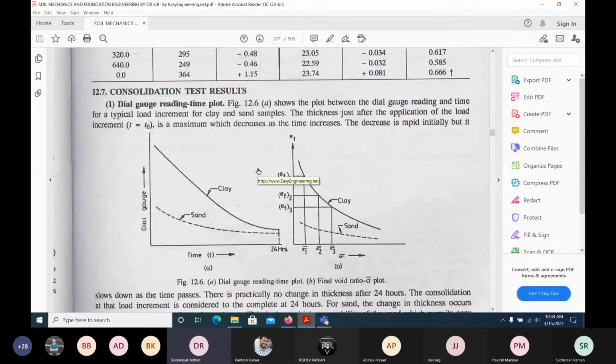We have started the consolidation, right? And we have seen how the consolidation takes place. We have seen the definition of consolidation. It is the expulsion of water from a soil due to long-term loading, not short-term loading. And we have seen initial consolidation, primary and secondary. Primary consolidation is very important.